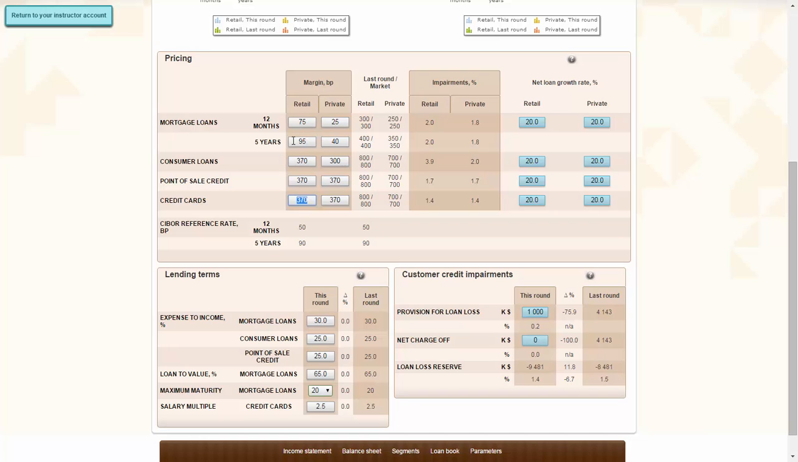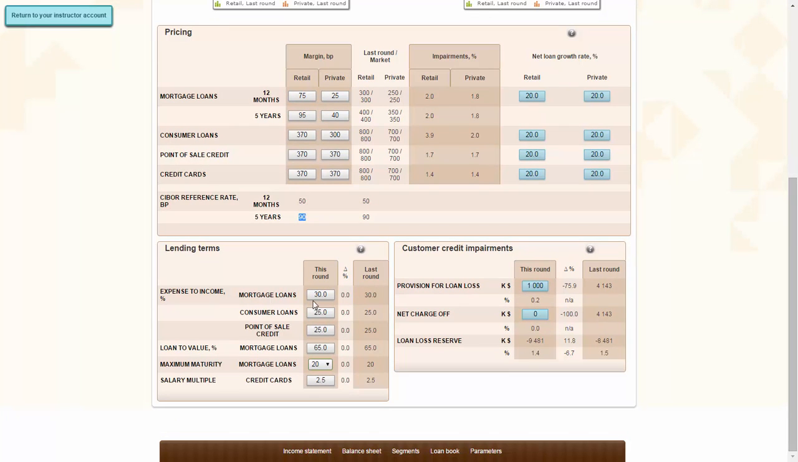And here the pricing for the credits is done as a margin. So whatever you put here is going to be added on top of the reference rate, which we here call CIBOR, and for 12-month reference rate is 50 basis points, and 5-year reference rate is 90 basis points in this case. Lending terms we decide here, and for mortgage loans we have expense to income, loan to value, and maximum maturity. For the consumer loans we have the expense to income ratio and point of sale credit as well. And then in addition we have salary multiple for the credit card loans.